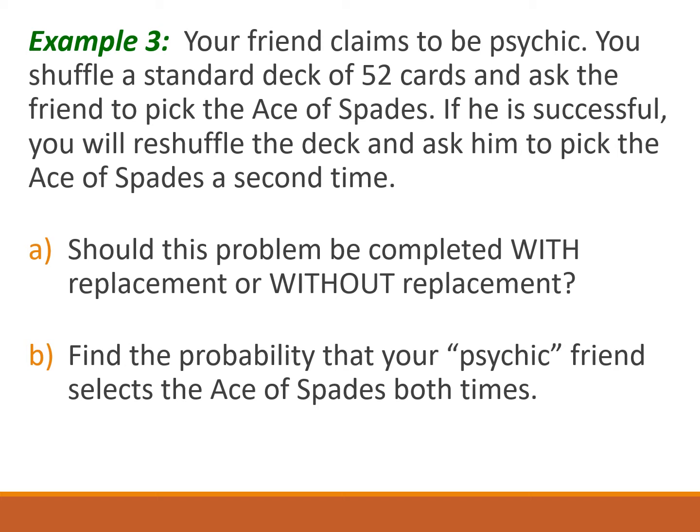Example 3, your friend claims to be a psychic. You shuffle a standard deck of 52 cards. You hand it to your friend. You ask him to pick the ace of spades. If he's successful, you take the deck, you reshuffle it, you ask him to pick the ace of spades a second time. First question, should this problem be completed with replacement or without replacement? Since we're putting the ace of spades back in the deck and we're reshuffling it, this problem is completed with replacement. Because of that, these two events are independent of one another.